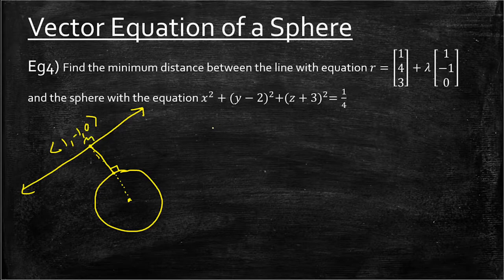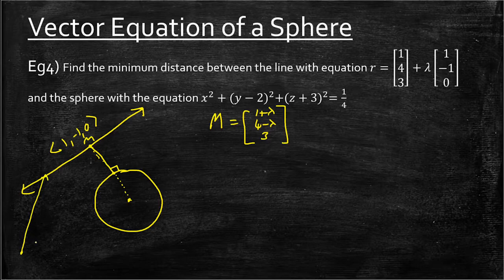All right. So the point M is going to have the position vector 1 plus lambda, 4 minus lambda, 3 plus 0 lambdas, which is 0. So remember, the equation of the line can give me any point on the line. And I'm just saying for some value lambda, I'm going to have this point M here, where the distance of M to the center is going to be a straight line.